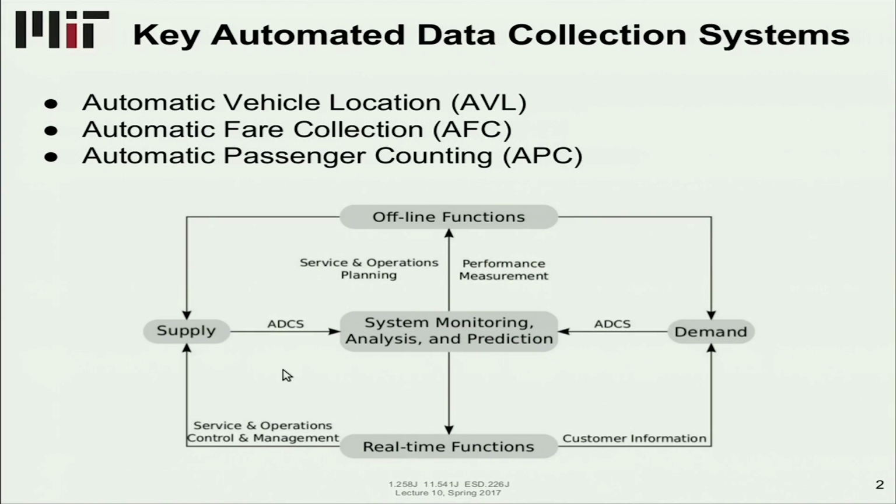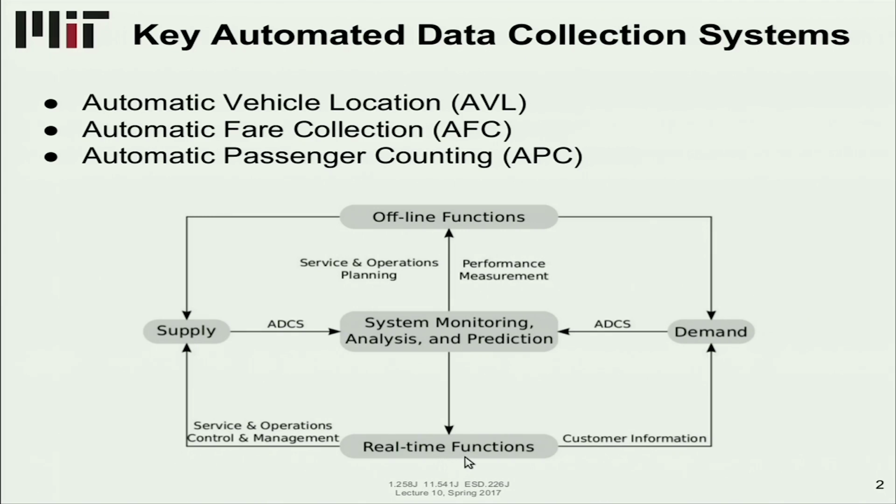And so if you look at supply and demand, they both produce automatically collected data, right? On the demand side, we have the fare transactions of the AFC system. On the supply side, you have the vehicle tracking of the AVL system. You have APC as well. So they can be sent to some server or data warehouse and used for many things. It could be used for offline functions. Performance measurement is one example of that, where you want to measure reliability, running times, etc. It could be used for service and operations planning. And then it could also be used in real time.